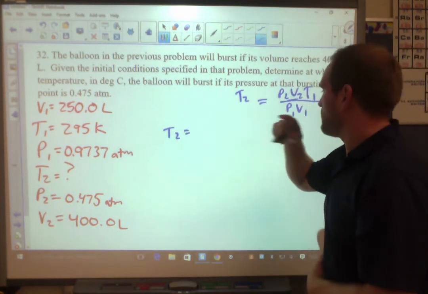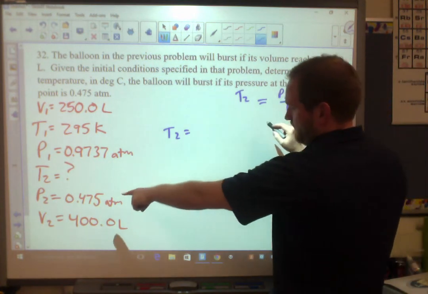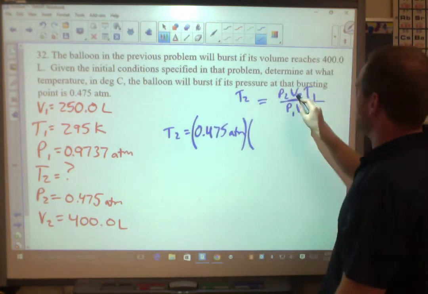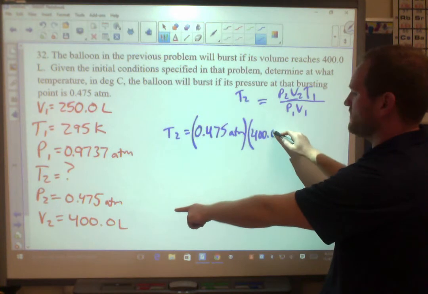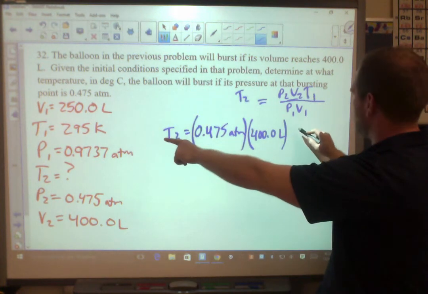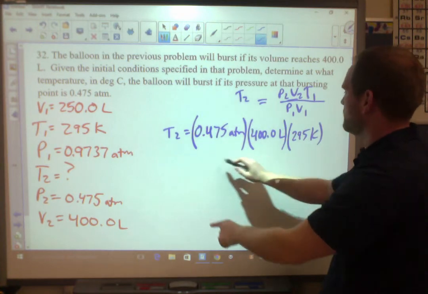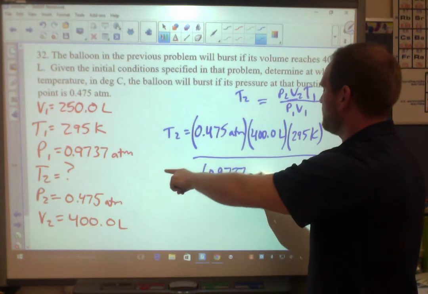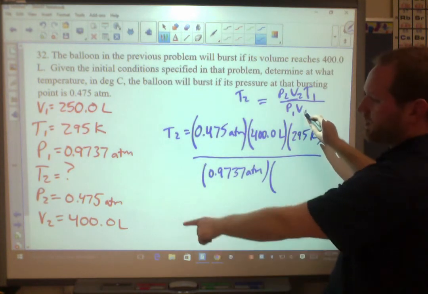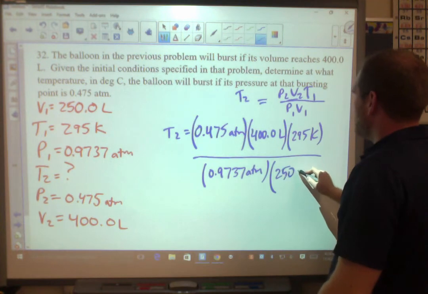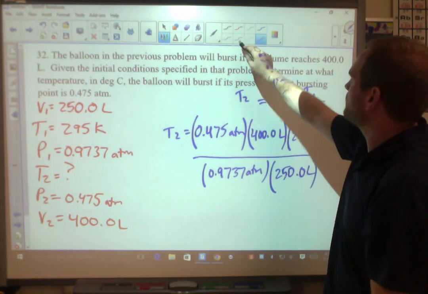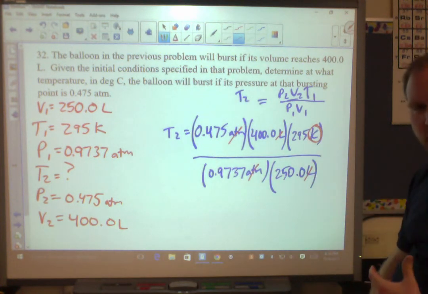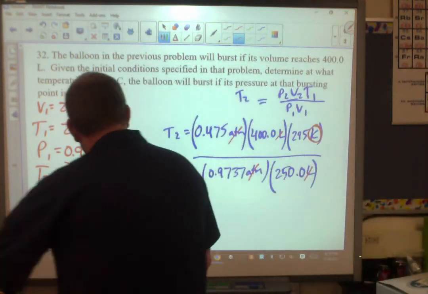Okay? T2 is going to equal P2. Let me be really careful here. 0.475 ATM, V2, 400.0 liters, T1, 295 Kelvin, divided by P1, 0.9737 ATM, divided by V1, 250.0 liters. ATM cancels ATM. Liter cancels liter. I'm left with Kelvin. Does that make sense for a T2? Yes, it does. Let's solve.